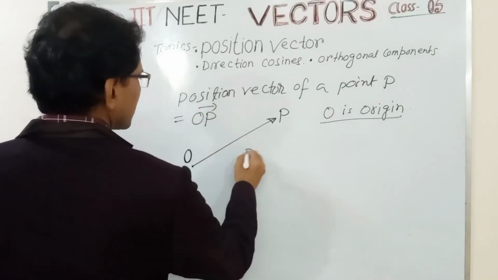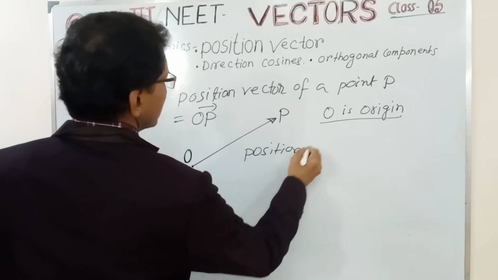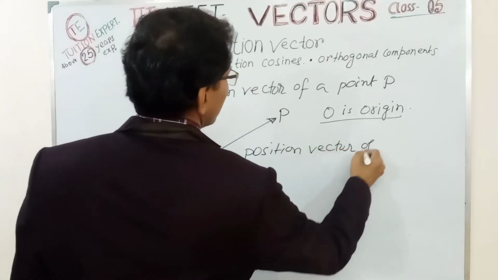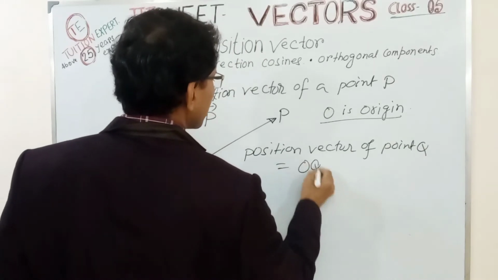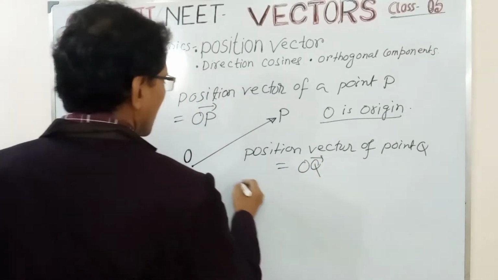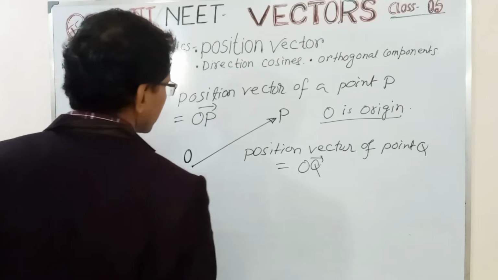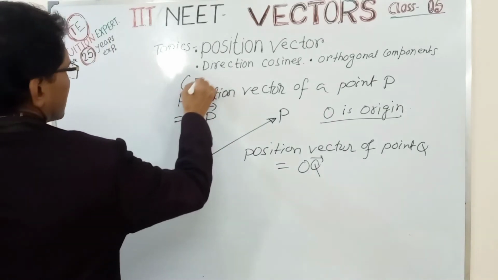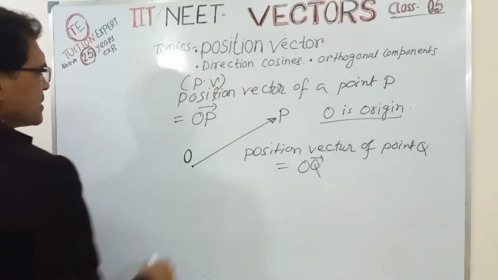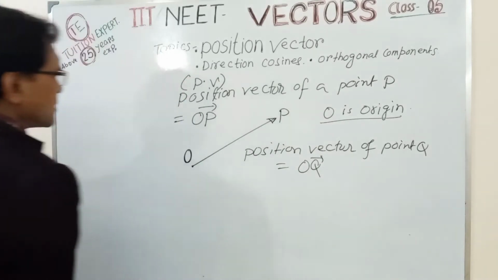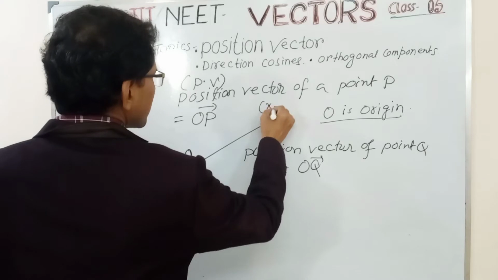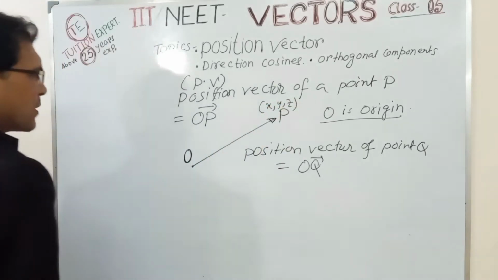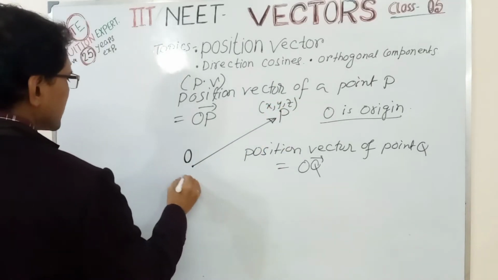Suppose the position vector of point Q equals OQ vector. The position vector of point A is OA vector. Position vector means OP. This is an abbreviation. Now, if the coordinates of P are x, y, z, we have to determine the position vector in terms of these.